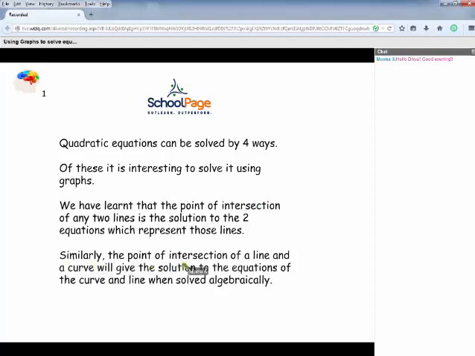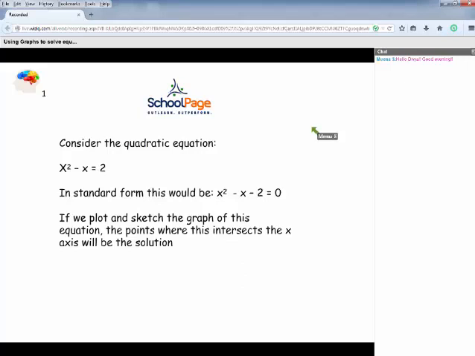Similarly, the point of intersection of a line and a curve will give the solution to the equations of the curve and the line when solved algebraically. That comes in the next section, I think unit 3, on how to solve algebraically a quadratic and a linear equation. Okay, read this now.